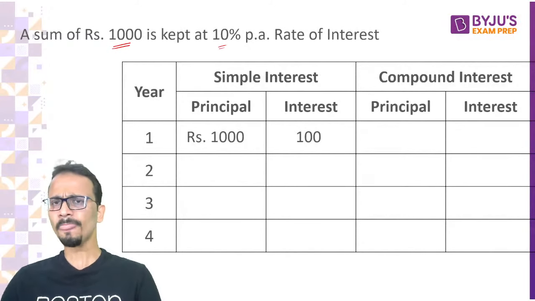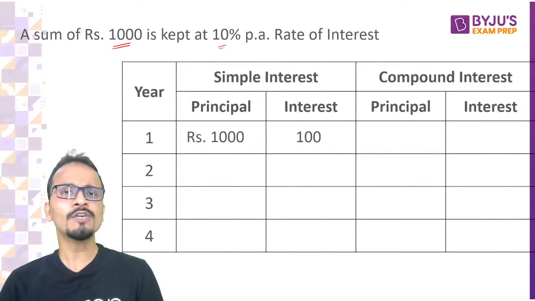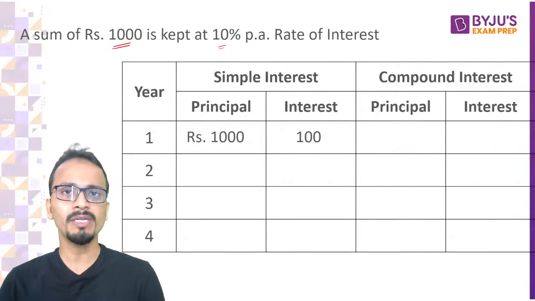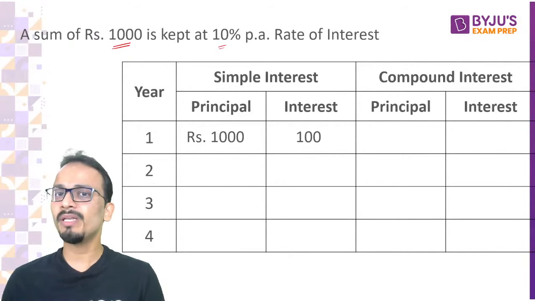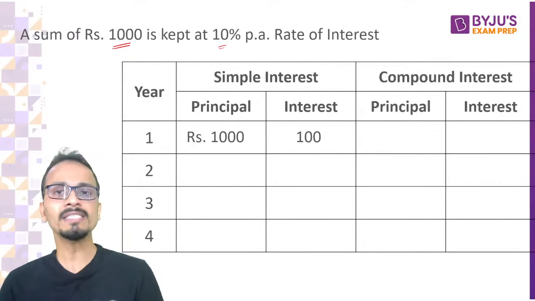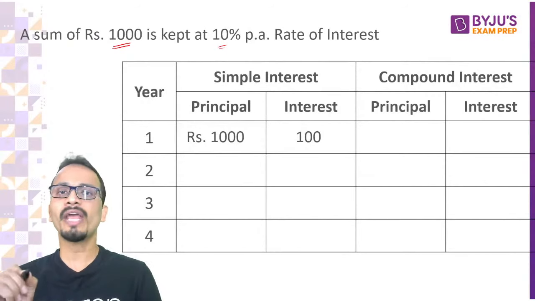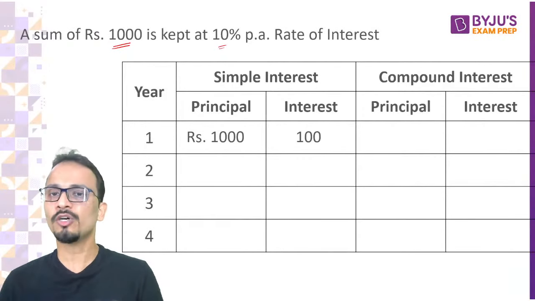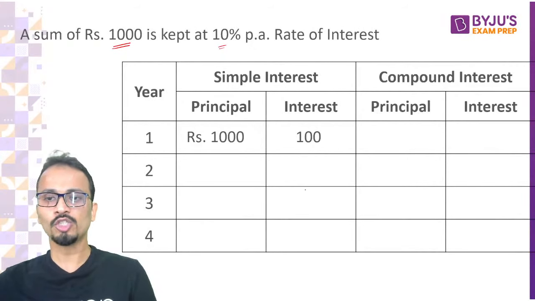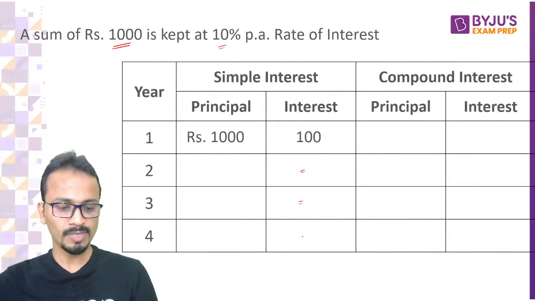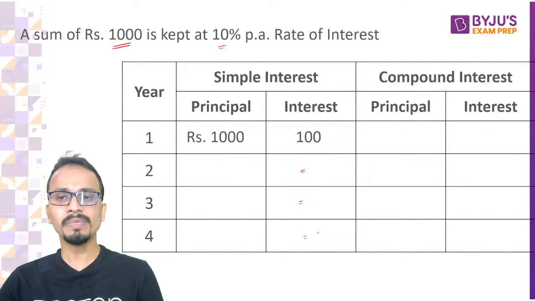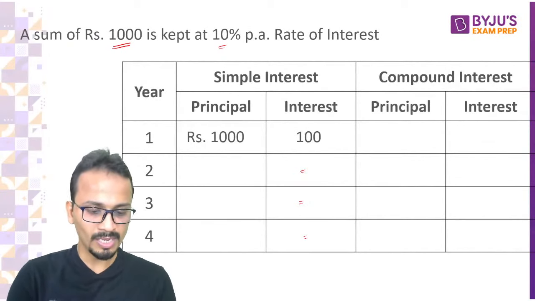Now, since we know that in case of simple interest, interest is always calculated on principal, and obviously principal will never change, I can say that interest for every period will remain same in case of simple interest. So in each of these years, we can say that simple interest will be equal.